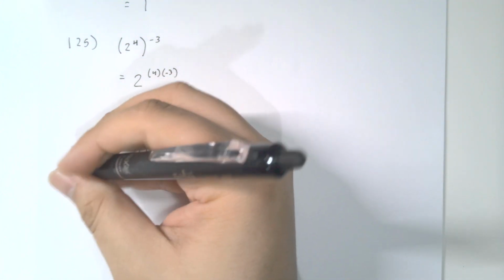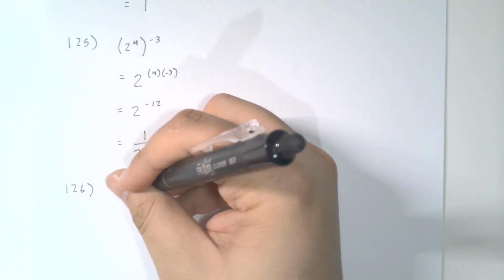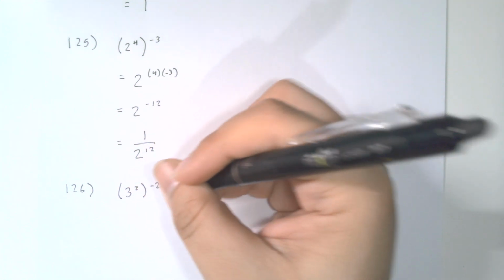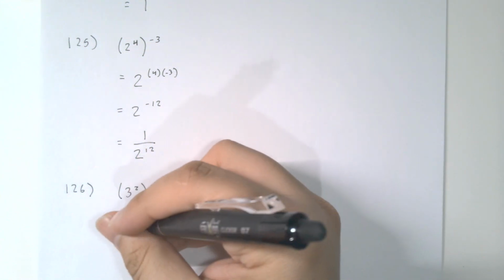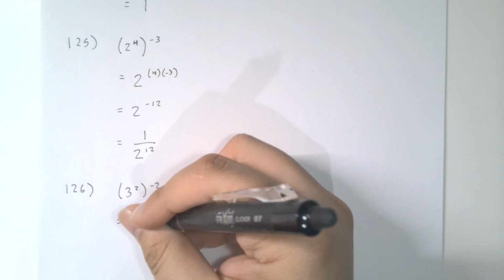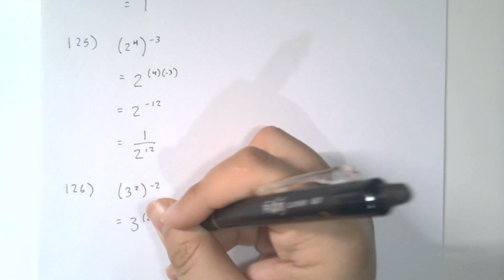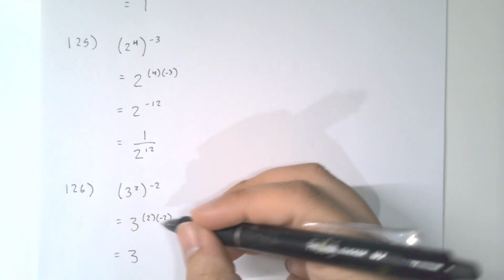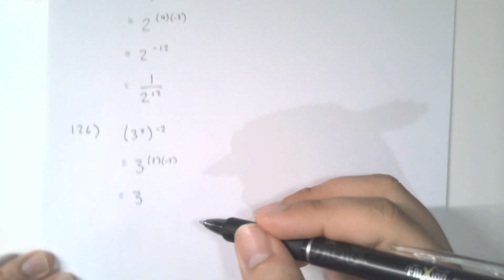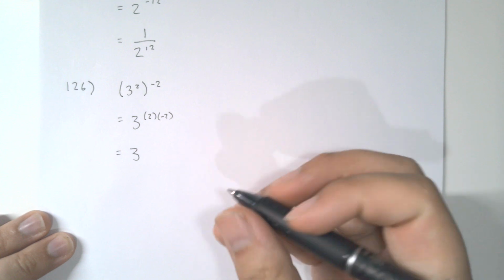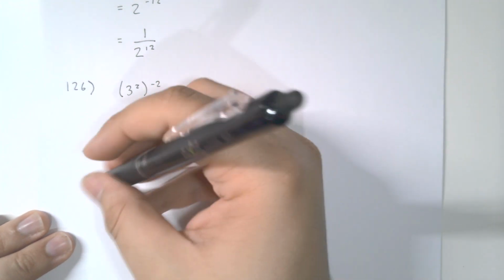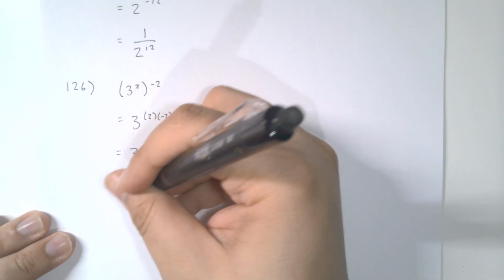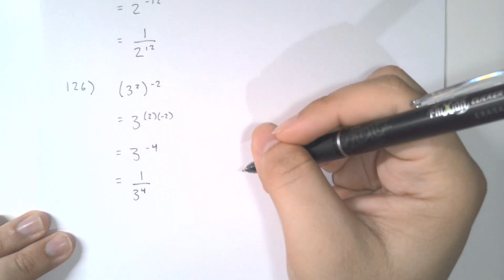For 126, we have 3 squared to the negative 2nd. We can rewrite this as 3 to the power of 2 times negative 2, which is negative 4. And rewriting this with a positive exponent, we can rewrite that as 1 over 3 to the 4th power.